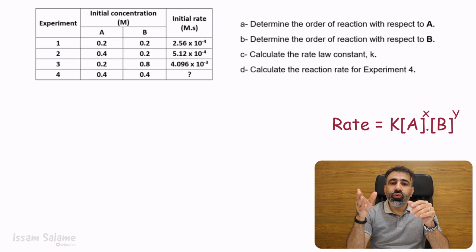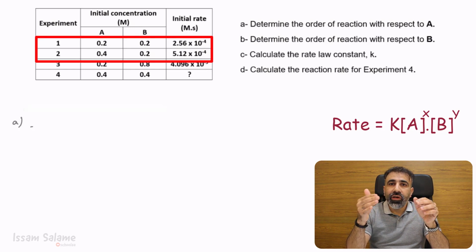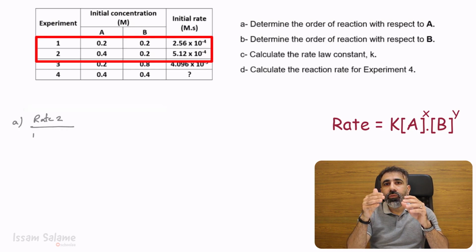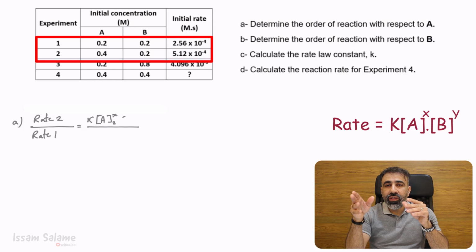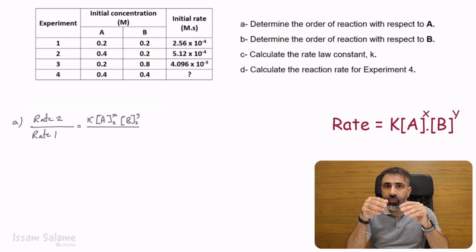I am going to choose rate 2 and divide it by rate 1, which is equal to K concentration of A to the power X2 and concentration of B to the power Y2. The concentration 2 it means, and divided by K times the concentration of A to the power X1 and the concentration of B to the power Y1. So I'm going to replace the concentrations by their values from the table.